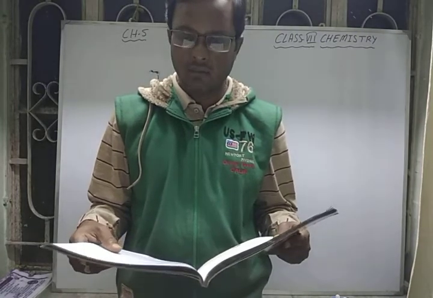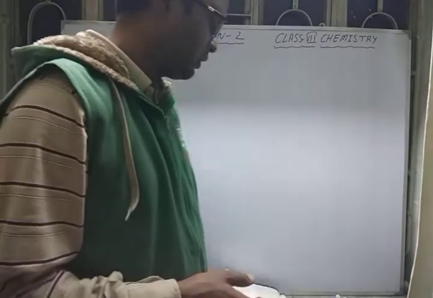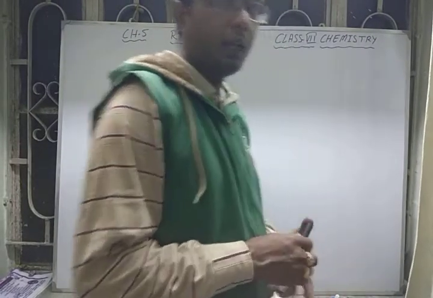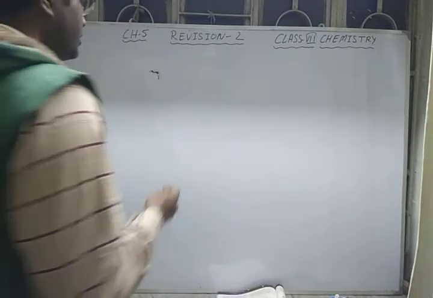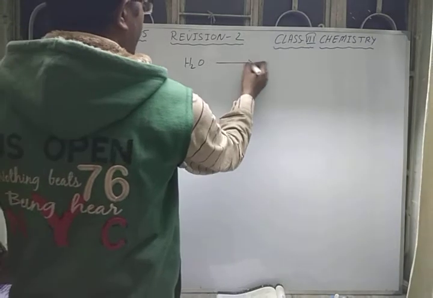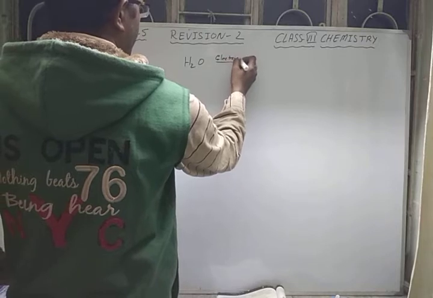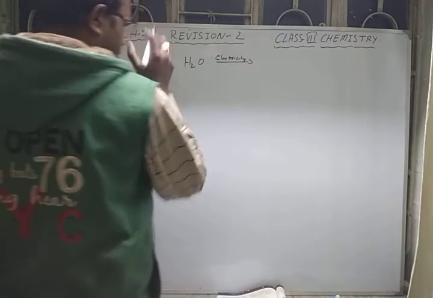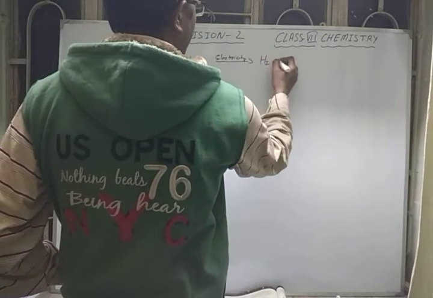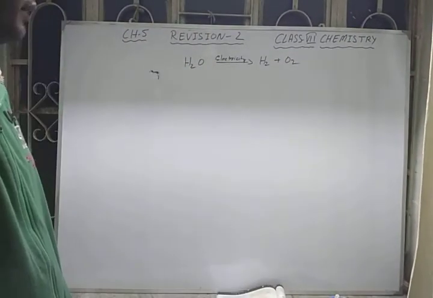Now I will show you some examples of how to write a chemical equation with the help of formulas and other symbols and the conditions required for a chemical reaction to happen. Suppose you want to decompose water, H2O, by passing electricity over it. So the special condition is electricity. On passing electricity, the process is called electrolysis, we get hydrogen plus oxygen. Now this chemical equation is not balanced. We have to balance this chemical equation.